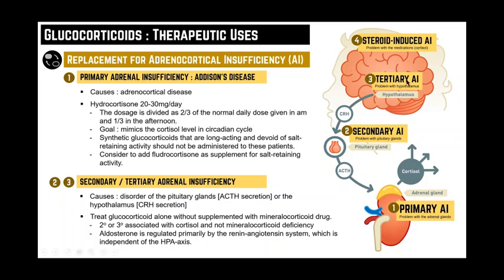Secondary and tertiary adrenal insufficiency are due to disorder of the pituitary gland, which no longer produces the corticotropin secretions, which is ACTH, and also the hypothalamus, which will inhibit the secretion of corticotropin releasing hormone. So these secondary and tertiary insufficiencies are associated with cortisol, but no mineralocorticoid deficiency, because aldosterone is regulated primarily by the RAS system, which is independent of the HPA axis.